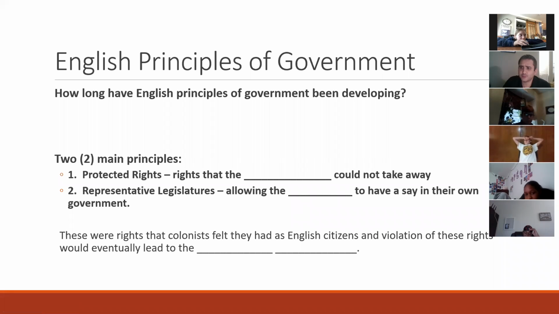But if we're going to do something new, we're going to base it off what we know. And so a lot of the colonial governments are going to be based off what they were used to in Great Britain. Okay. Now, if you were a colonist who came over from Great Britain to a British colony, would you still consider yourself to be an English citizen?